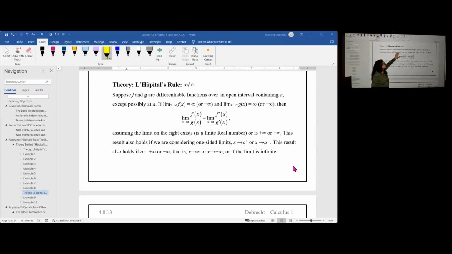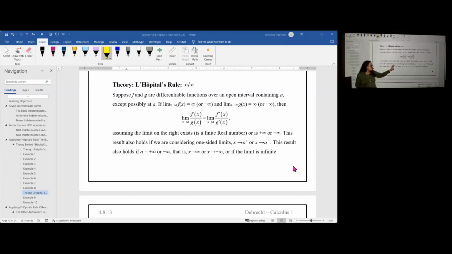If the limit as x approaches a of f of x is either infinity or negative infinity, and the limit as x approaches a of g of x is also infinity or negative infinity, no, the signs don't have to match, then it turns out that the limit of the ratio of f to g is equal to the limit of the ratio of their first derivatives. L'Hopital's rule still applies, assuming that limit exists or becomes infinity or negative infinity.